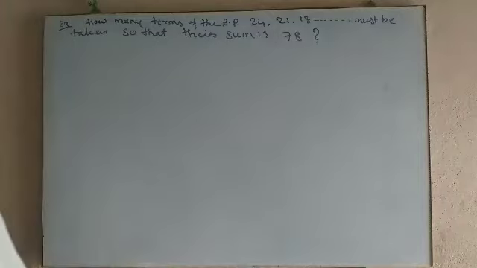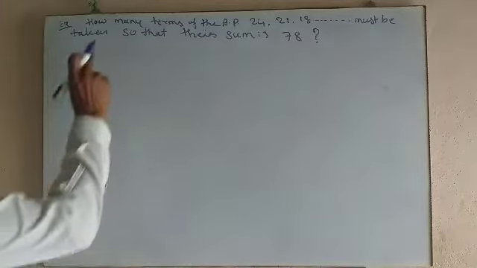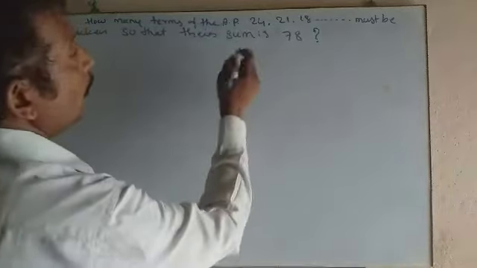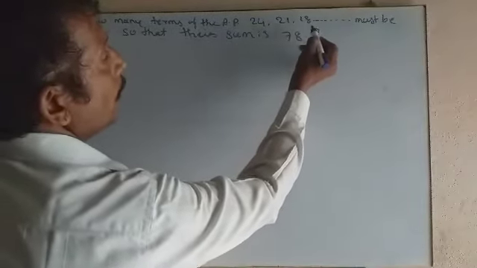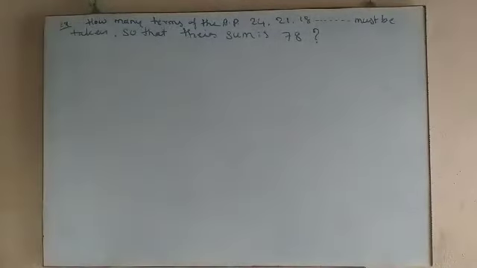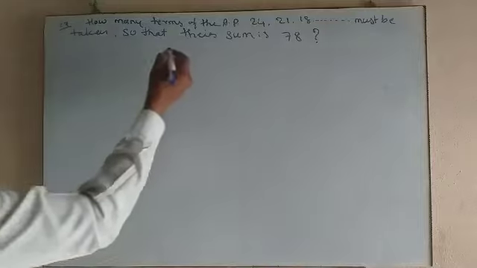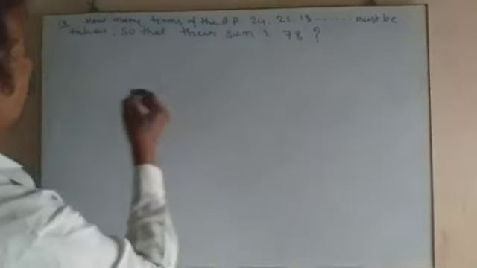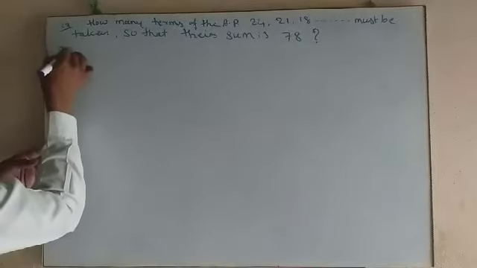Students, come to solve the next question. How many terms of the AP 24, 21, 18, etc. must be taken so that their sum is 78? In this question, we are given the AP.